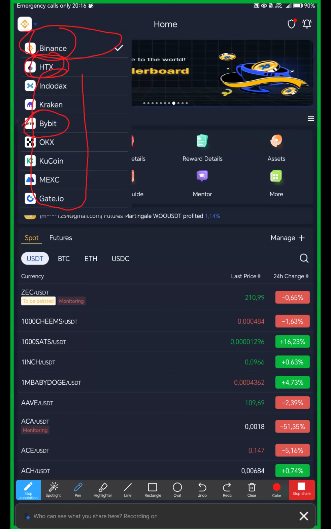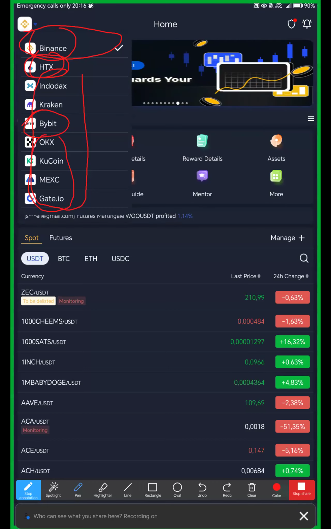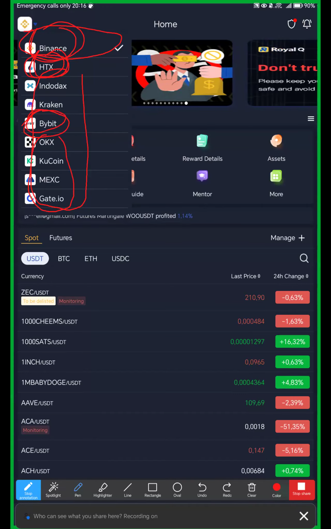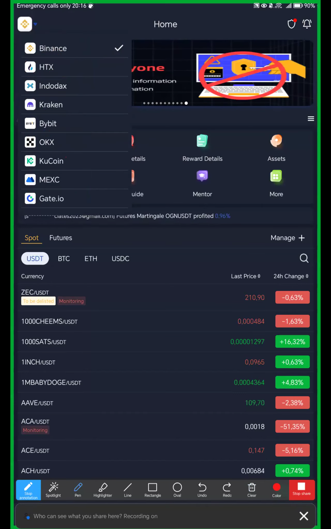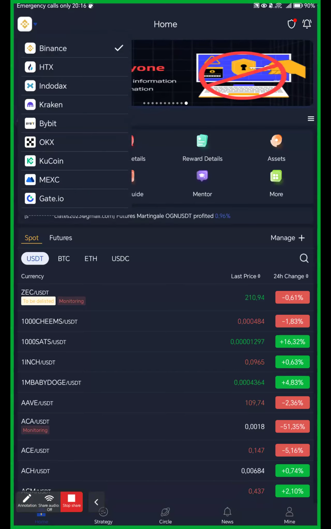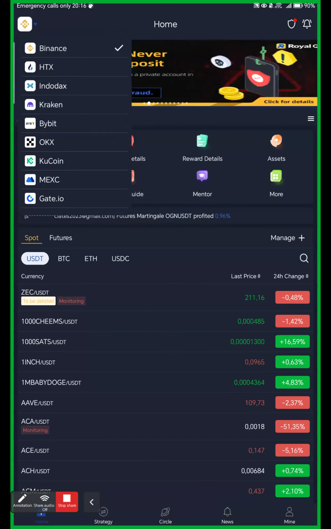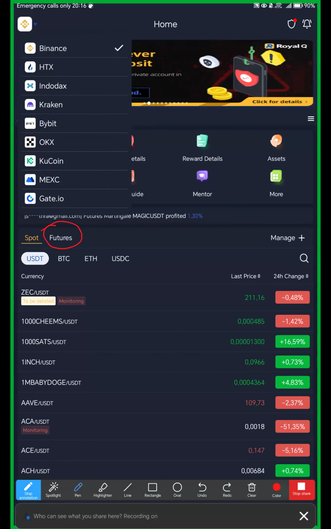Yeah, I'm not sure about some of these exchanges, but I know most of us are in Binance and HTX, and probably some are in Bybit, right? So let's proceed here. This is the spot section, and we do have the futures section right here.